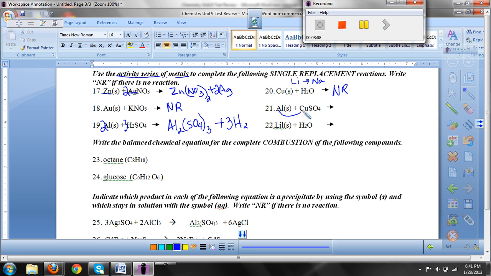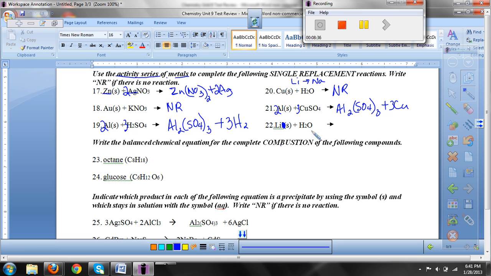Aluminum is more reactive than copper, so it's going to kick the copper out. And I'm going to get Al2(SO4)3. And then I'm going to have copper by itself. It is not balanced, I don't think, so I'm going to look at it and see if I can balance it. 3 sulfates, 3 sulfates. That changes that to 3 coppers. 2 aluminums here, 2 there. I believe this should be lithium.